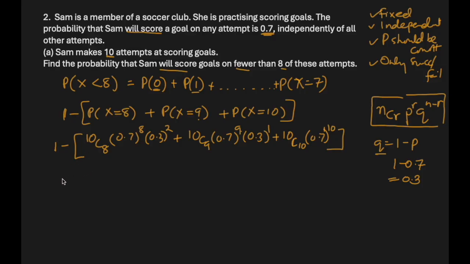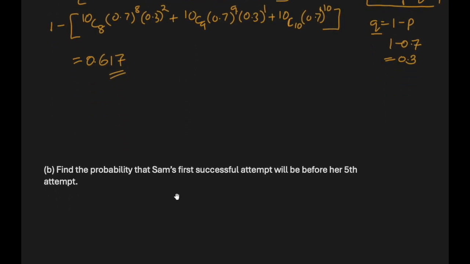Thank you. What I'm getting here is 0.617217. So 3 significant figures, I can write it as 0.617. That's it. Okay, let's go to part B.